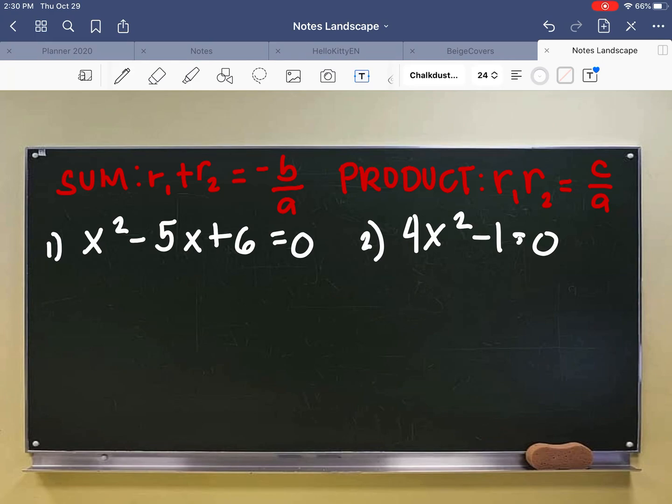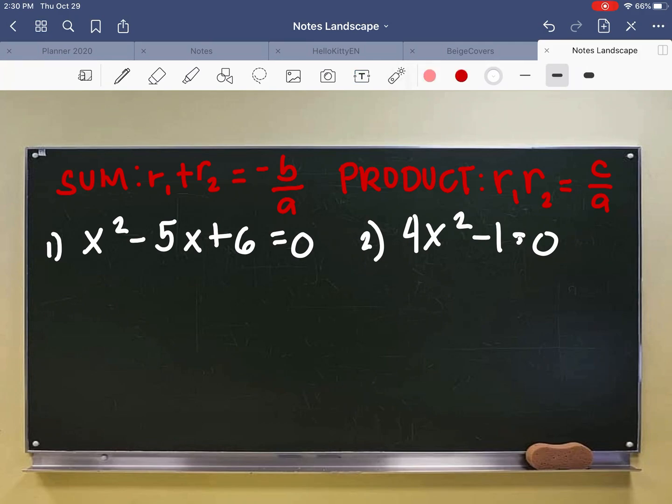Okay, may kinalaman siya dun sa coefficients and constants. Yung a, b, and c sa ax squared plus bx plus c equals 0. So, ang sum is negative b over a and then the product is c over a. So, paano yun natin i-apply?